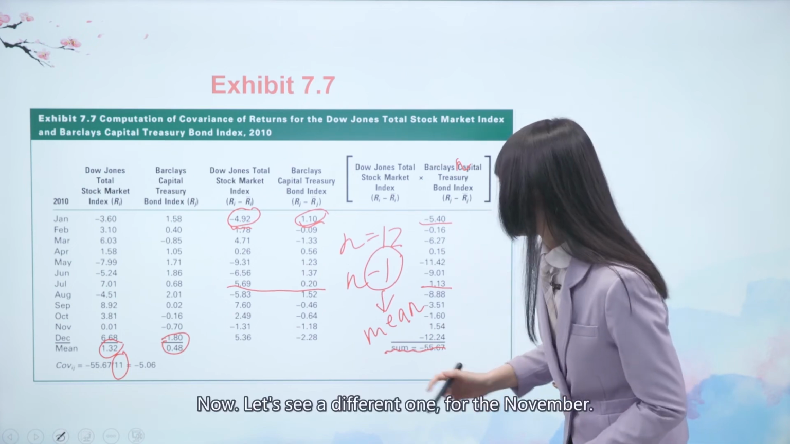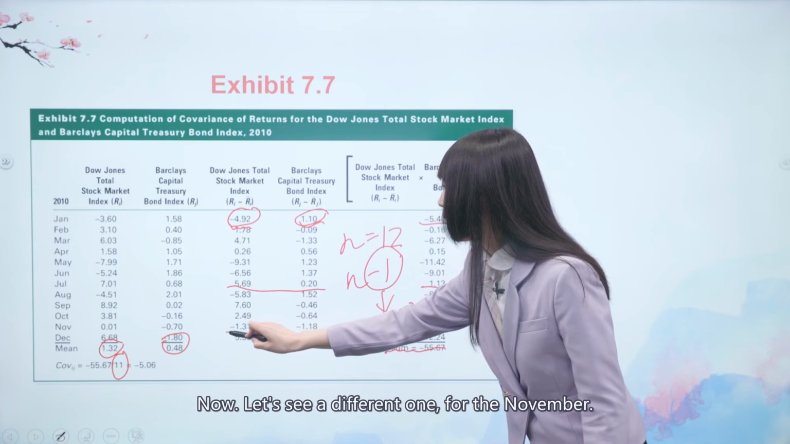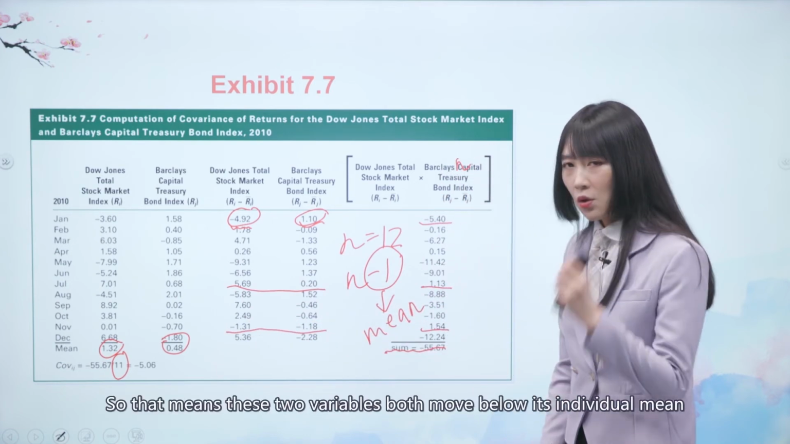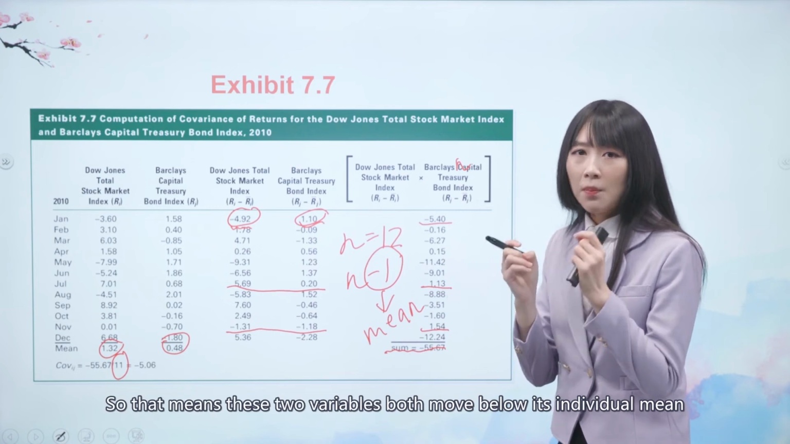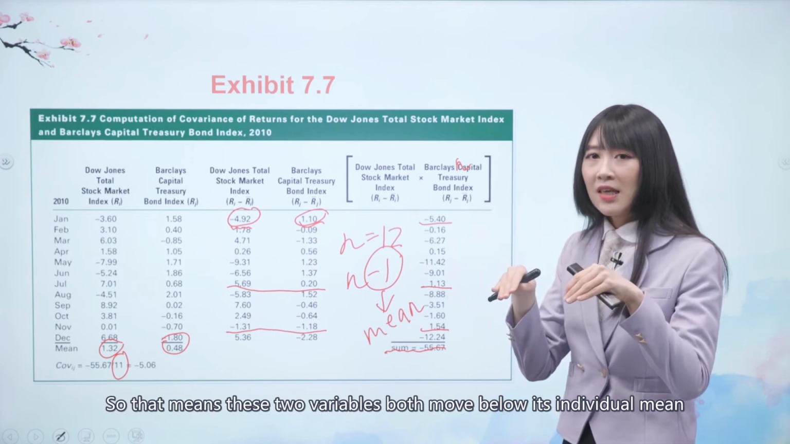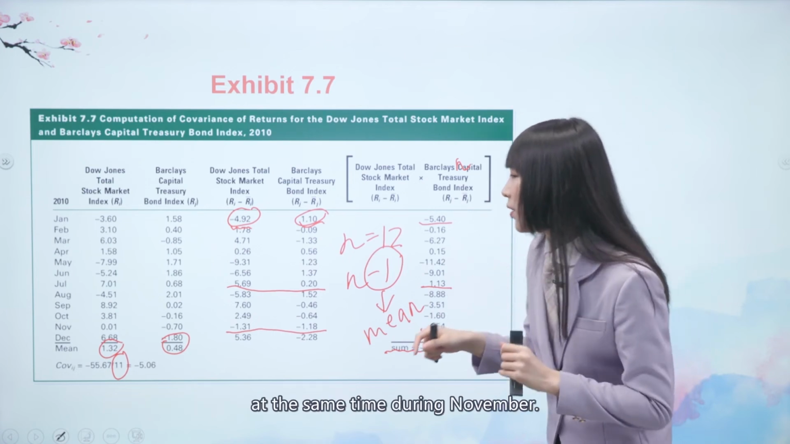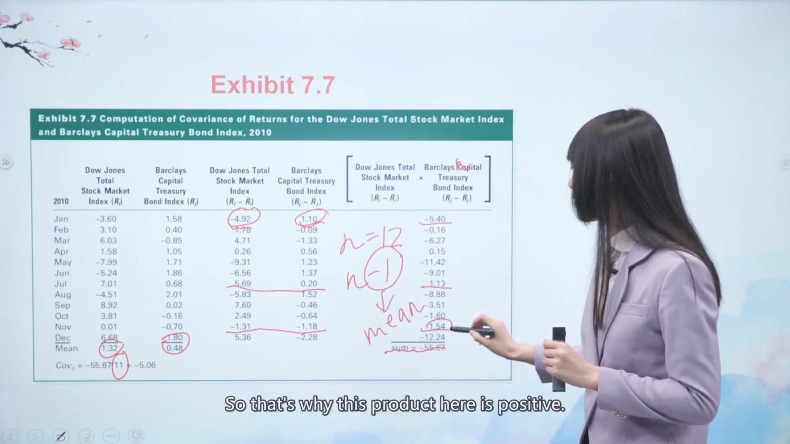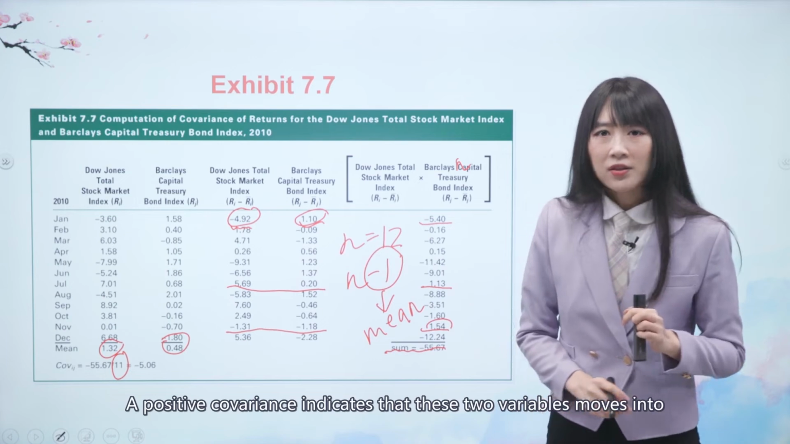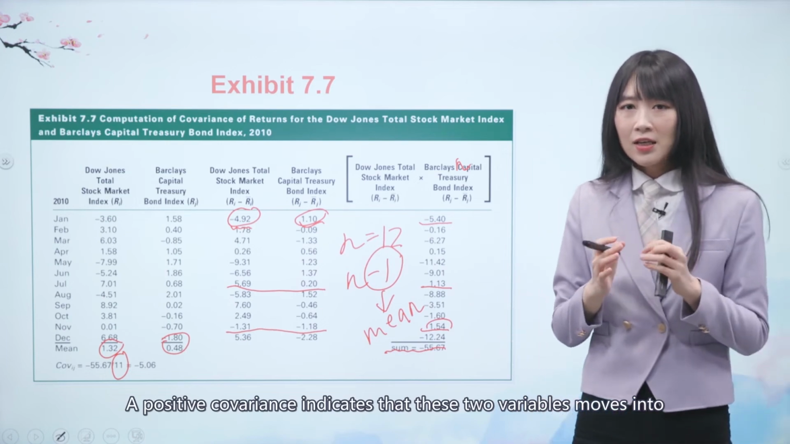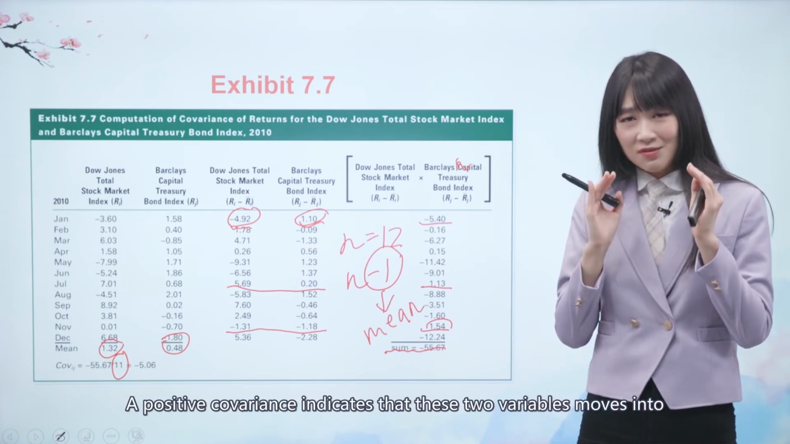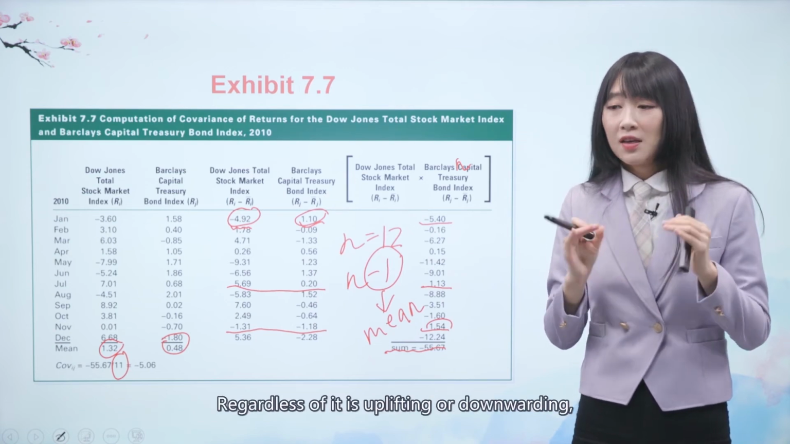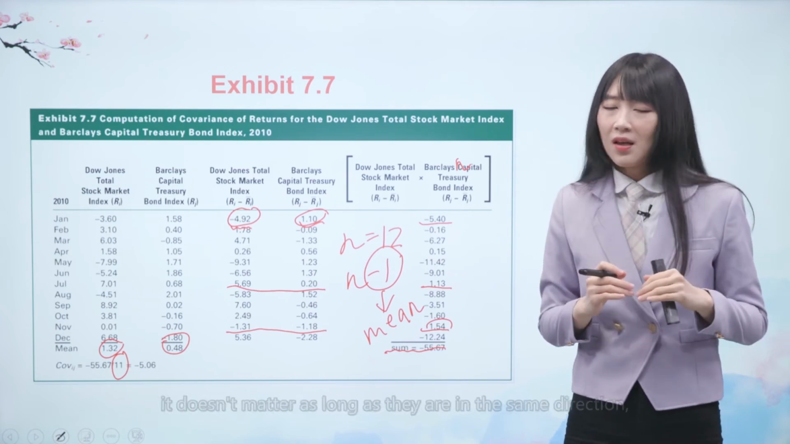Now let's see a different one, for November. Now, negative times negative equals positive. So that means these two variables both move below their individual mean at the same time during November. So that's why this product here is positive. So a positive covariance indicates that these two variables move in the same direction at the same time, regardless of whether it is upward or downward. It doesn't matter.